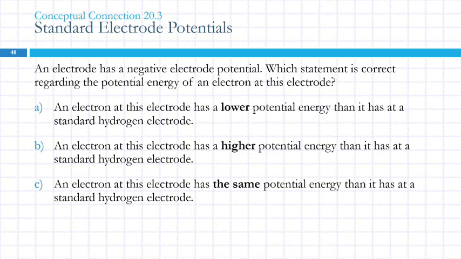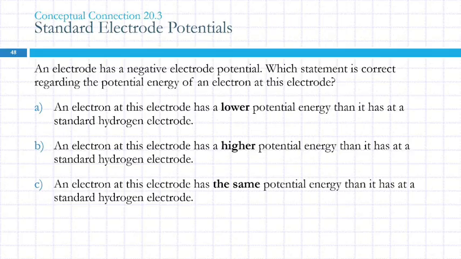An electrode has a negative electrode potential. Which statement is correct regarding the potential energy of an electron at this electrode? So what we want to think about here, the electrode has a negative potential. Electrons are negative. Do they want to stick around at this negative electrode? No, they don't. So an electron at this electrode has a lower potential energy than the standard hydrogen electrode, higher potential energy, or the same.